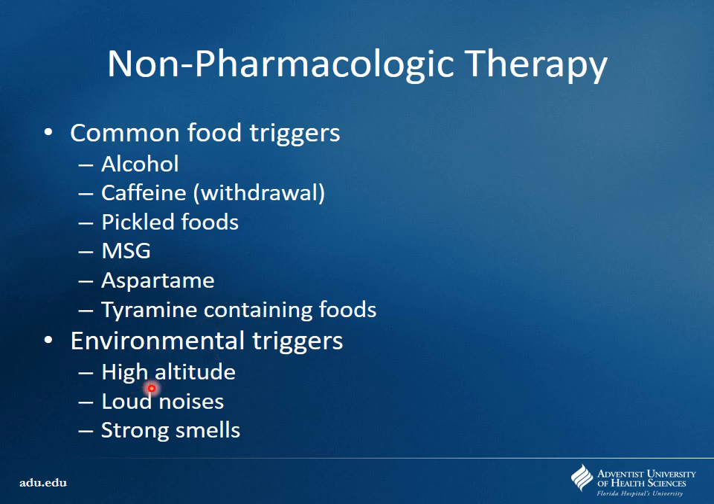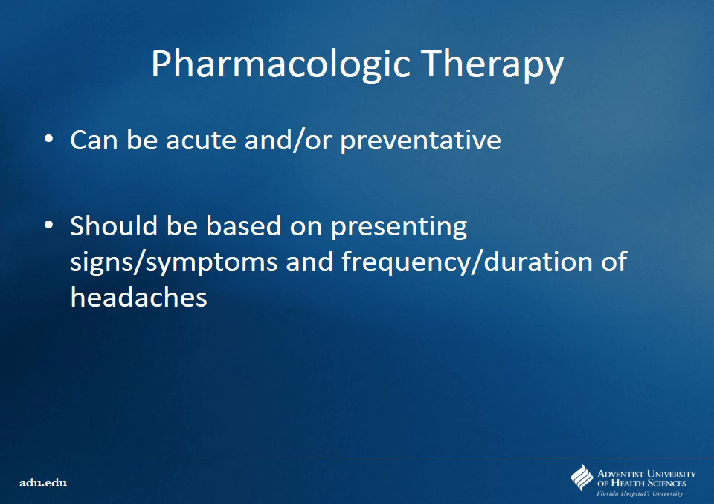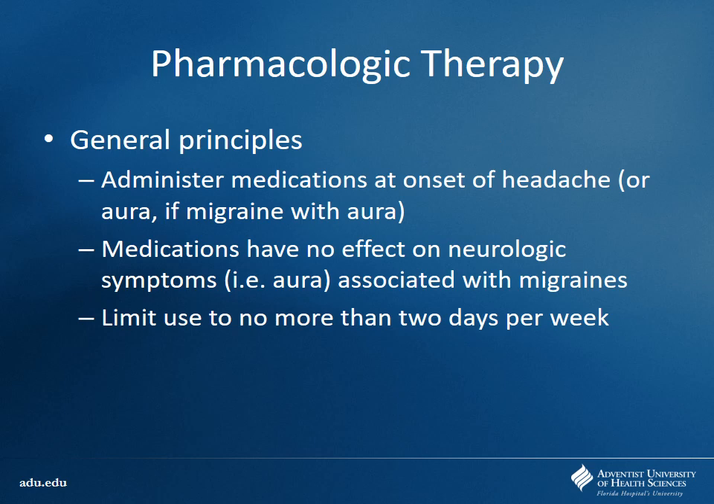Environmental triggers, high altitude can sometimes trigger some people, loud noises, strong smells, all of that can be potential triggers. So when looking at therapy, it's important to remember that we have some that are going to be acute treatment of migraines, or meant to terminate the migraine. We call those abortive therapies, and there's some that are going to be preventative. Note that a lot of the preventative medications, if used inappropriately, can actually cause migraines. So it's one of the things you have to be careful of when we talk about those a little bit later on. Basically, how we decide to use these should be based on how often they're having migraines, how severe the symptoms are, and the duration of their headaches. And so we'll talk about how we choose which drugs we're going to choose.